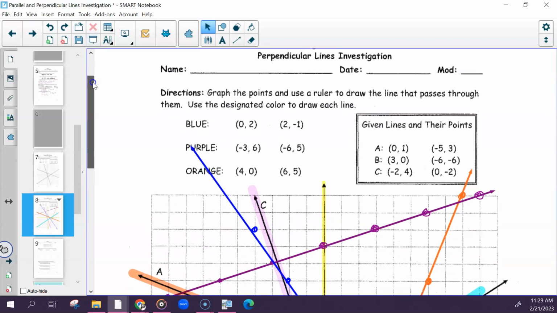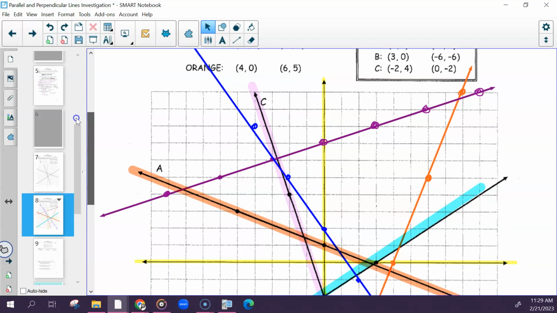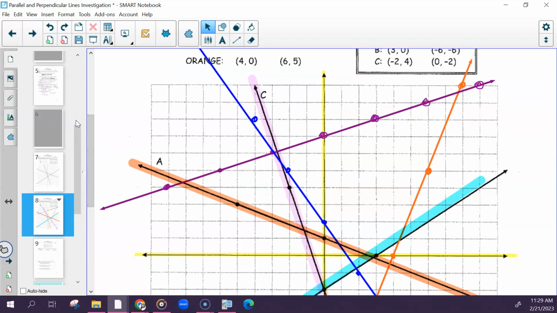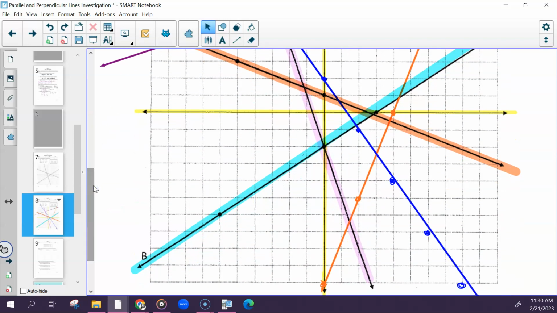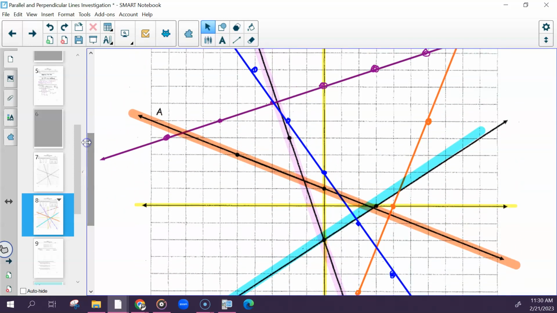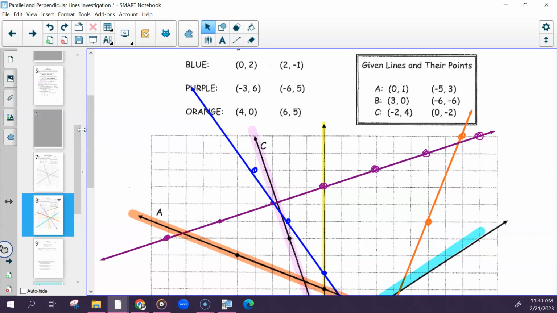I'm going to show you what it should look like. If you're still finishing, that's fine. Just make sure you look and see so you know yours match. So the purple line should look like this. Your blue line should go down here. And your orange should go through there. Remember that I have highlighted the ones that were already there.